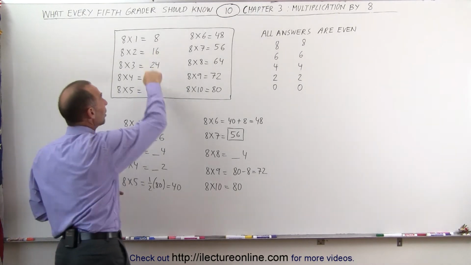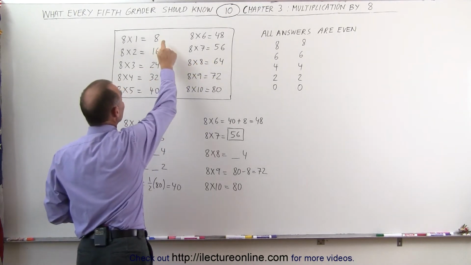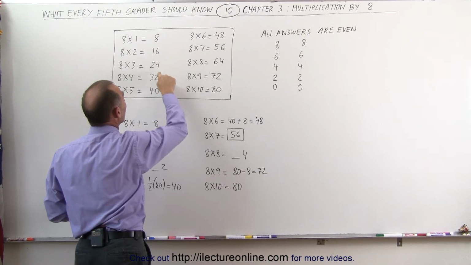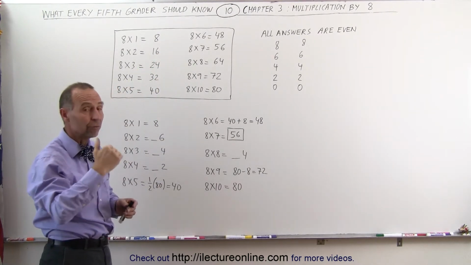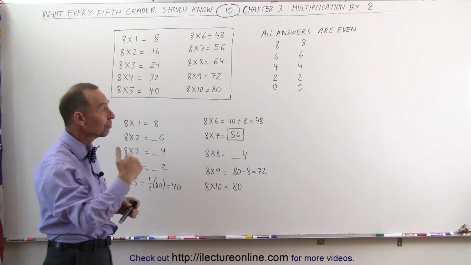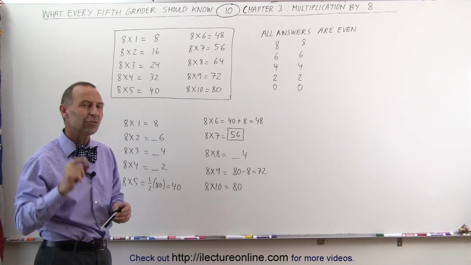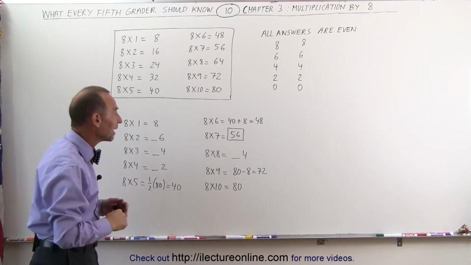Notice that in both columns here, the end number is either an 8, a 6, a 4, a 2, or a 0. And it's in sequential order like that from 8 to 6 to 4 to 2 to 0, and then again 8, 6, 4, 2, 0. That makes it easier to figure out and remember what the answers are.